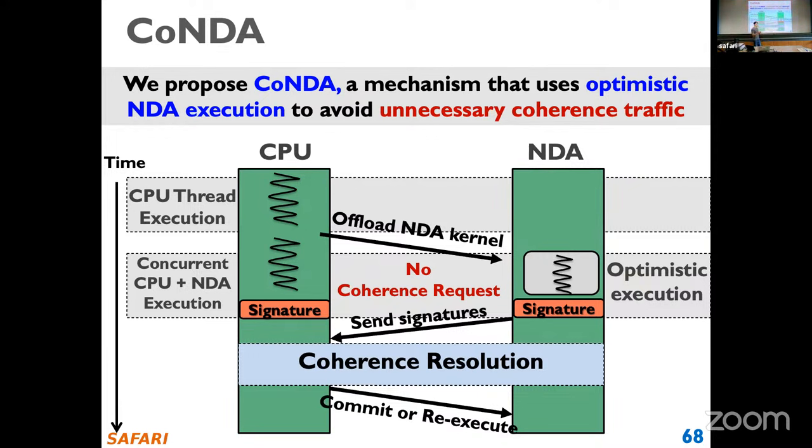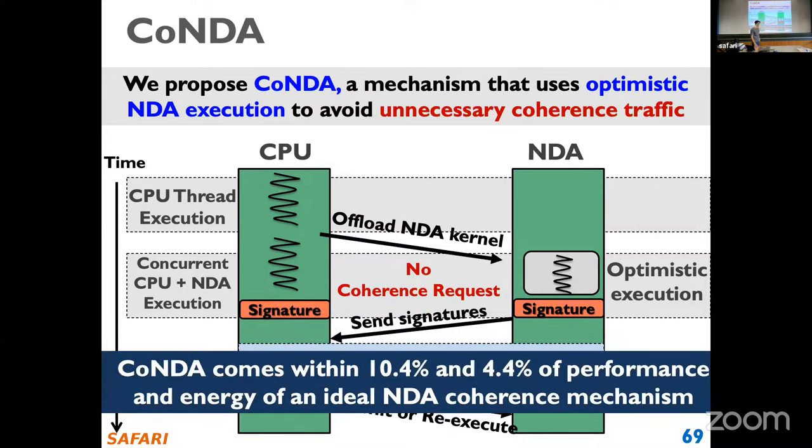And the coherence resolution basically means committing, that is finishing, we are done, everything went well, or re-execute. So that would require that we execute again the code on the PIM side already using the updated cache lines from the CPU. So that's the basic idea, as you see. It's kind of similar to transactional memory, if you have heard of transactional memory. And well, in the end, it performed pretty well for the applications that they evaluated.